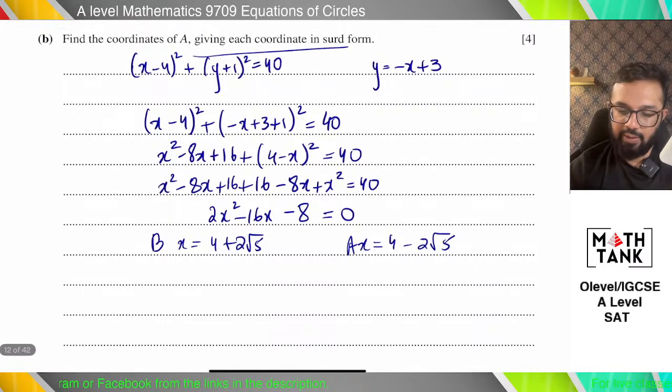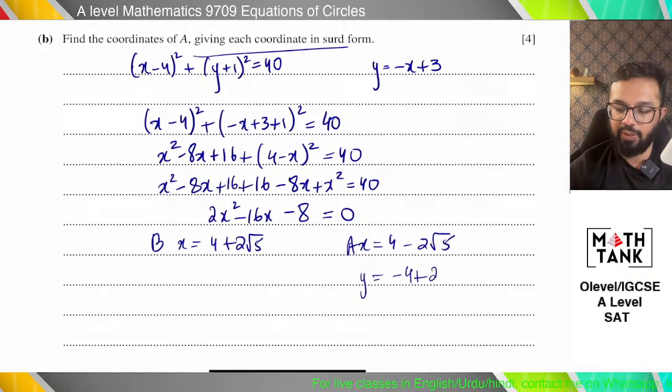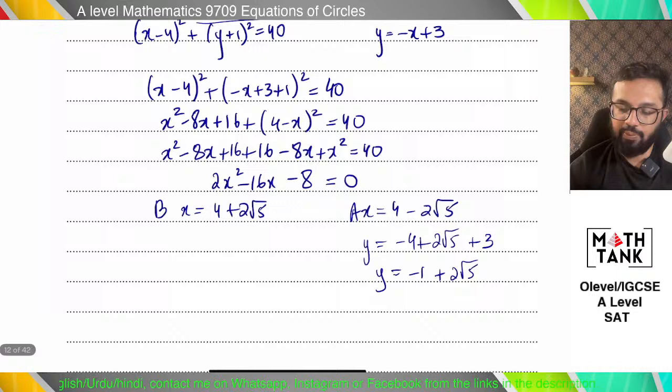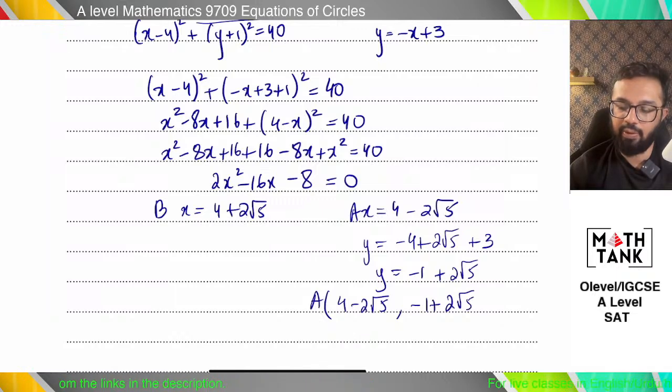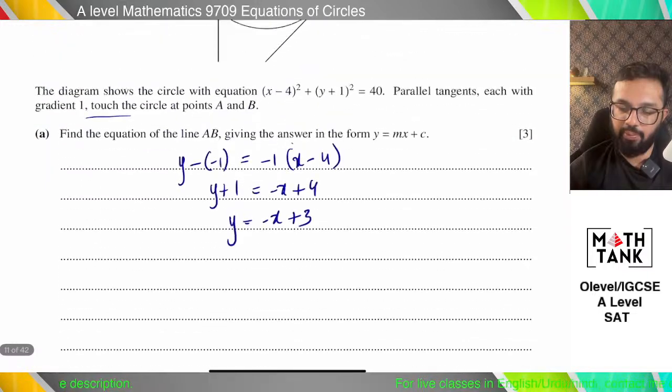Okay, so if A is this, what is the value of the y coordinate? It's minus x, so minus (4 minus 2 root 5) plus 3. So y equals minus 1 plus 2 root 5. Okay, so the x coordinate is 4 minus 2 root 5, comma, minus 1 plus 2 root 5 as the y coordinate.